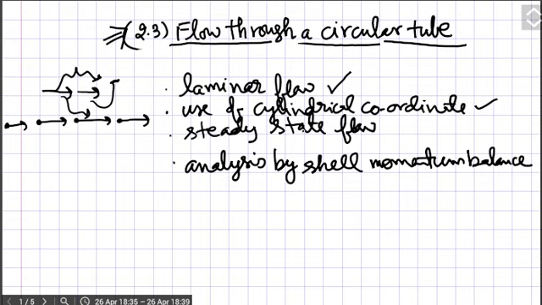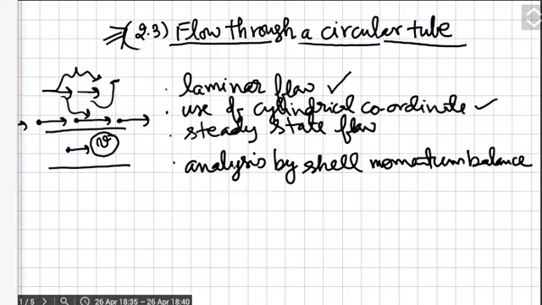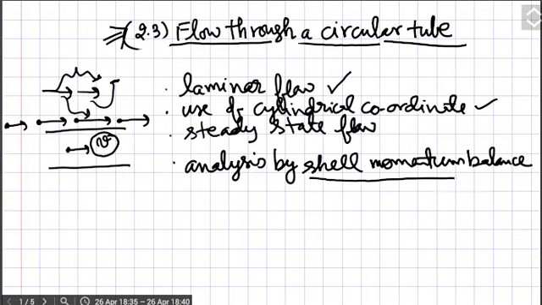And the flow is steady state flow. It means that the flow rate is not changing with time. Any parameter is not changing with time. For example, this is your pipe and here the velocity is v, then it will not change with time. And the analysis will be done with the shell momentum balance technique, and this technique has been used in chapter 2. You already know this.